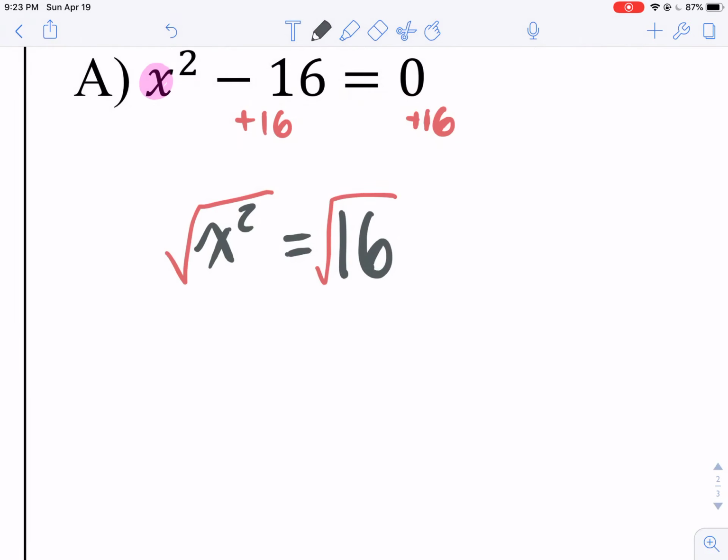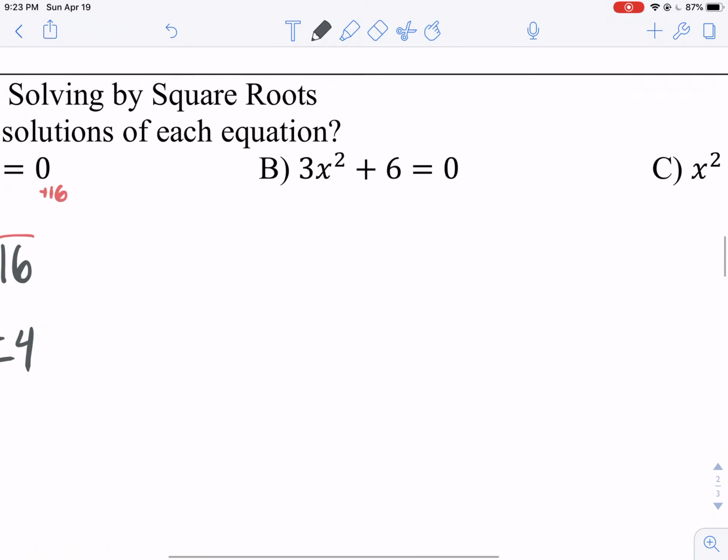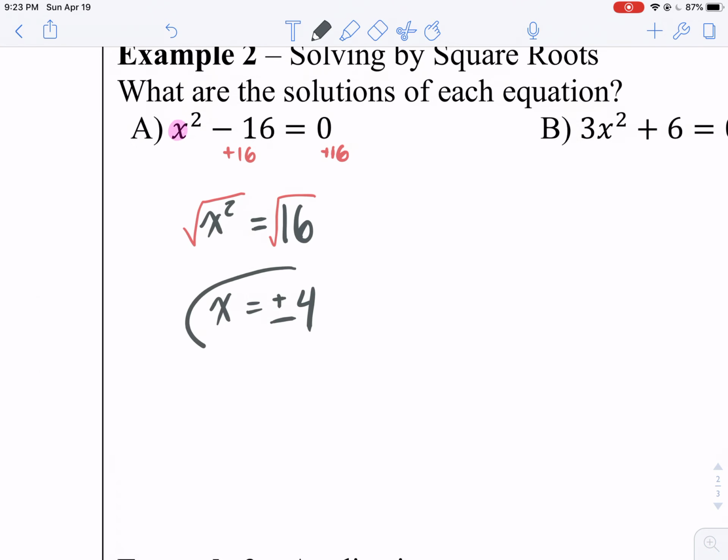Now the square and the square root are going to cancel out. So we just get x equals, what is the square root of 16? Yay, but remember, plus or minus 4. Very fun, right? Now, that's our solution. x is plus or minus 4. Or if you want to say x equals 4 and x equals negative 4, that's fine as well. They mean the same thing.